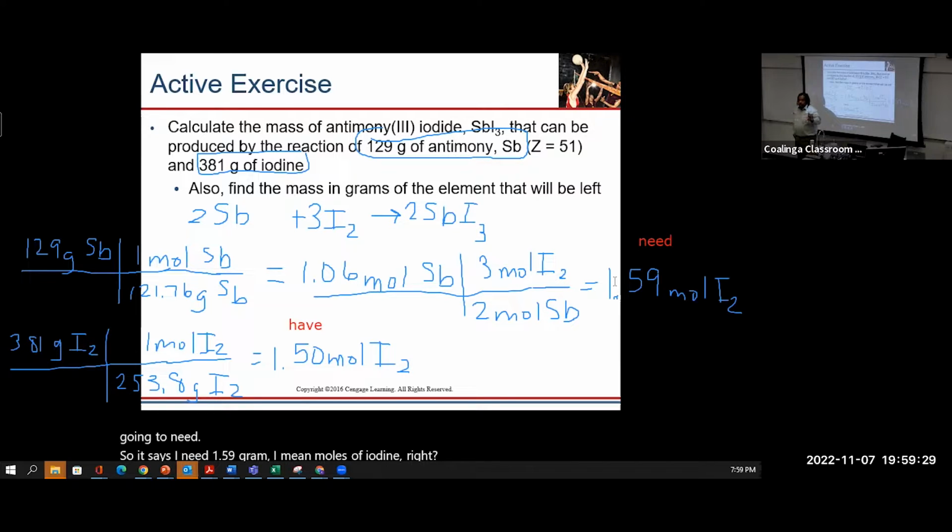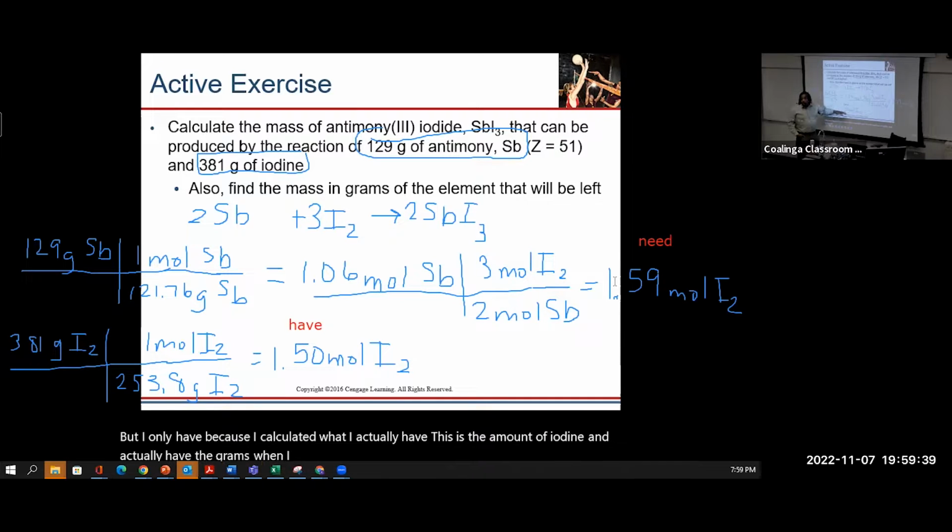But I only have, because I calculated what I actually have, this is the amount of iodine I actually have in grams. When I convert it to moles, there's only 1.50. Isn't 1.59 greater than 1.50? Yes. So that means that what I have is limiting compared to what I need. Okay, does that make sense?